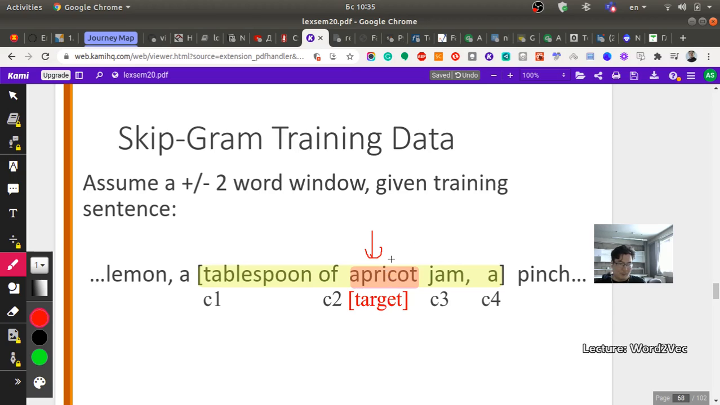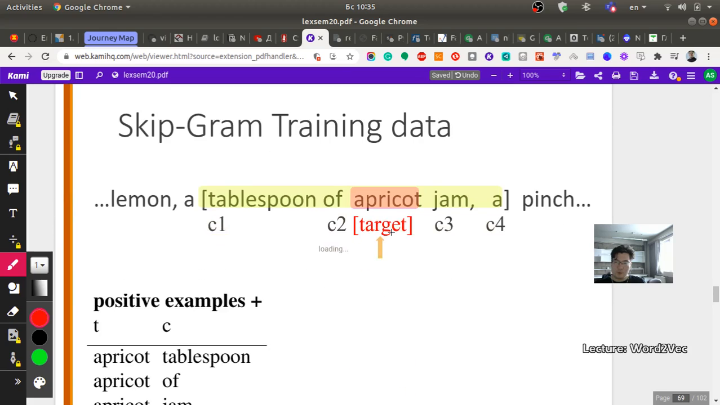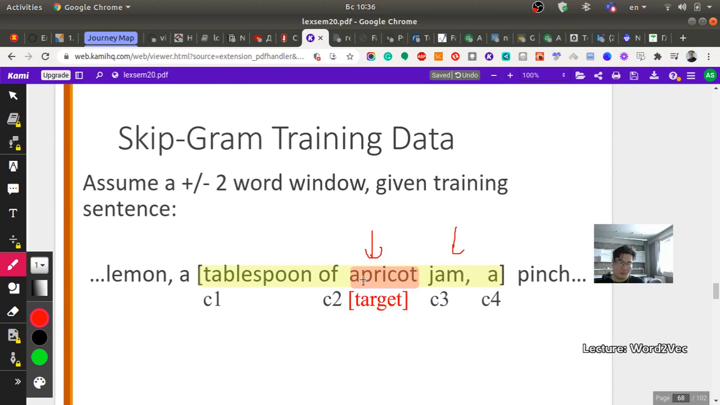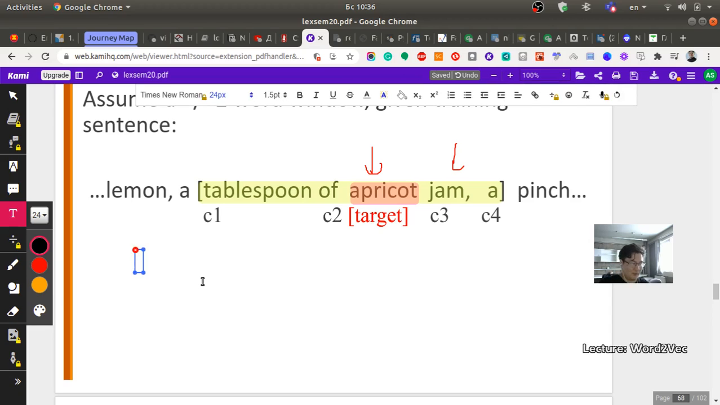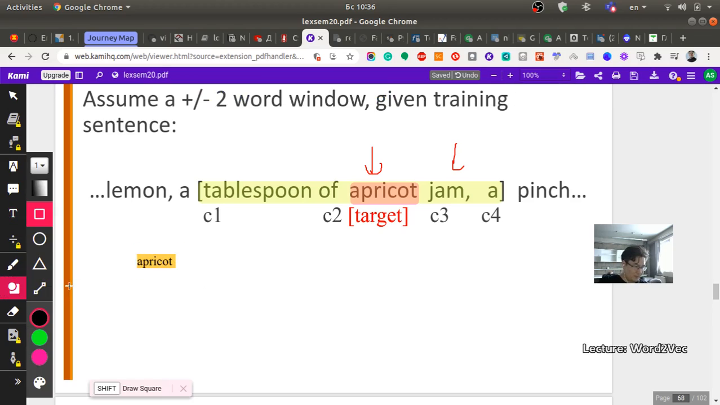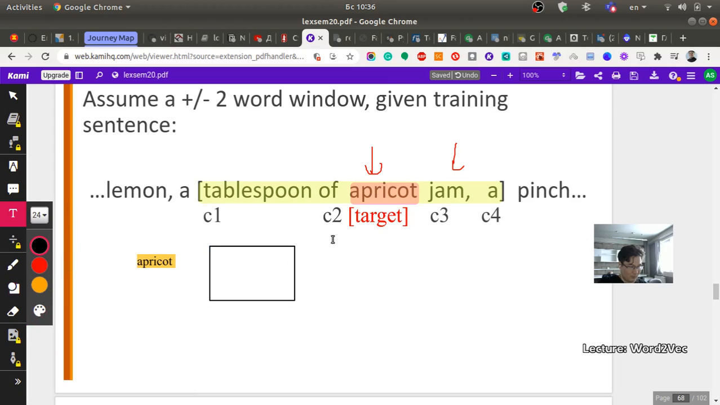I want to predict if the word tablespoon can be near apricot, or if jam can be near apricot. So we want to enter the word apricot and predict if jam can be near it. It can be like this: you say apricot, here it will have some black box, and then here we have jam, tablespoon.